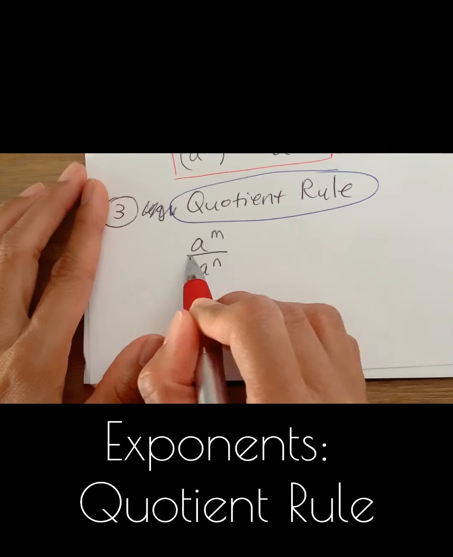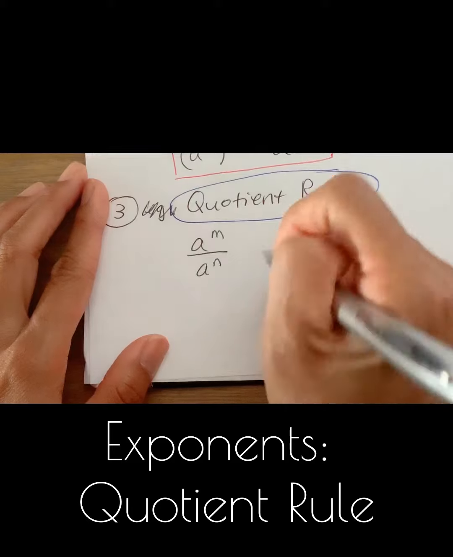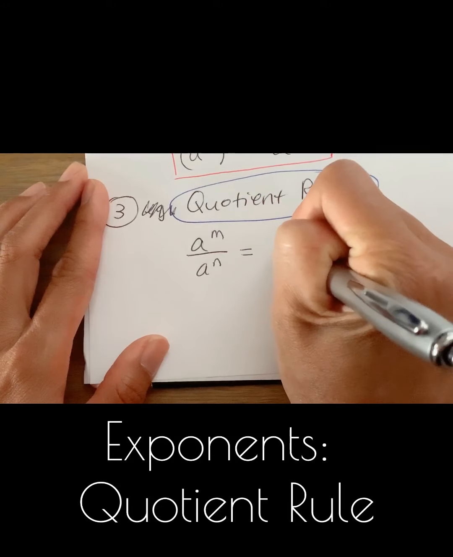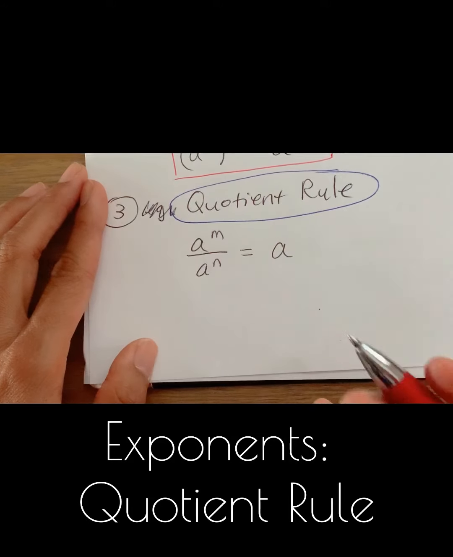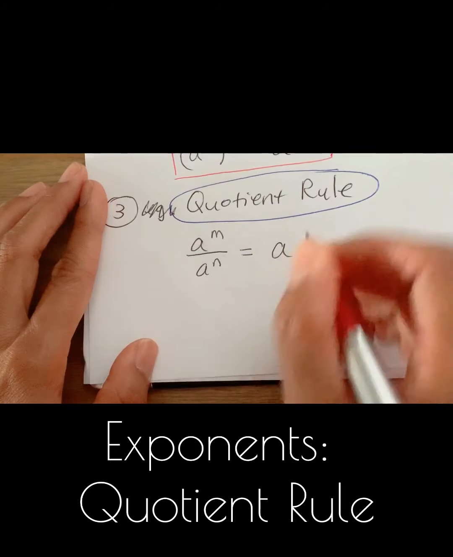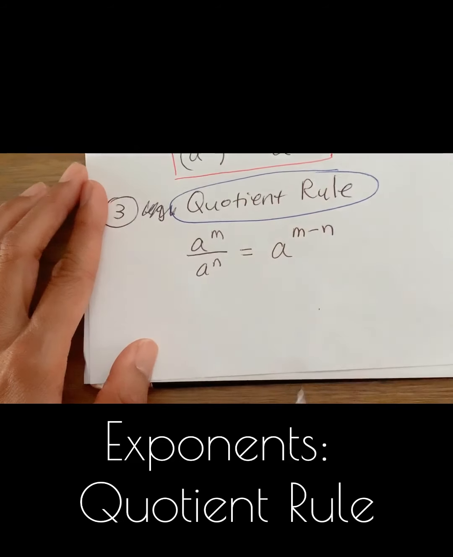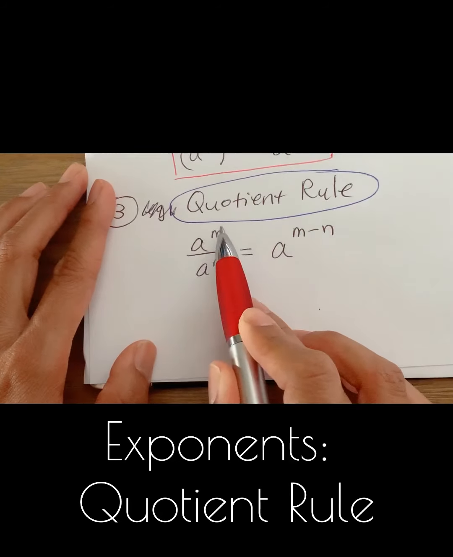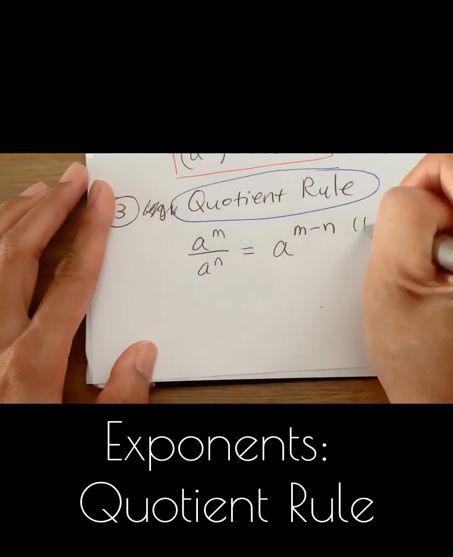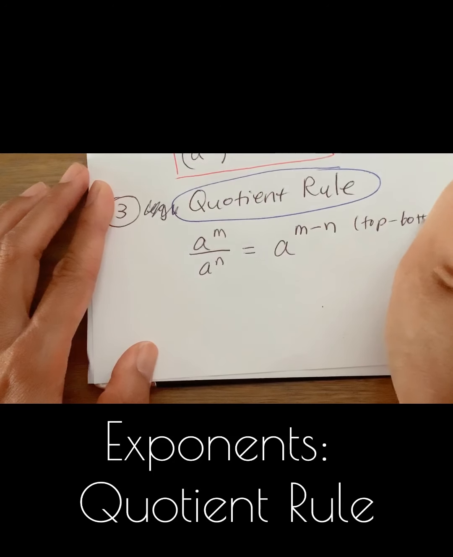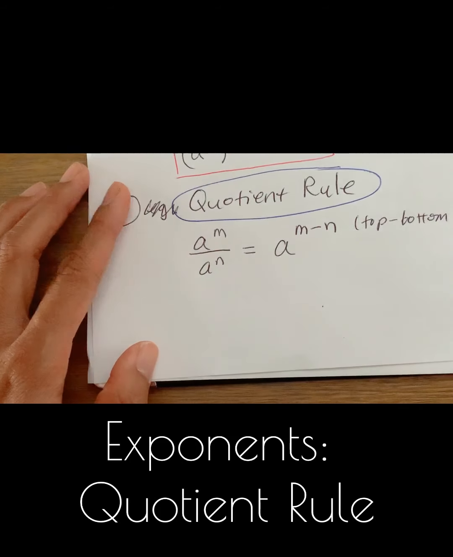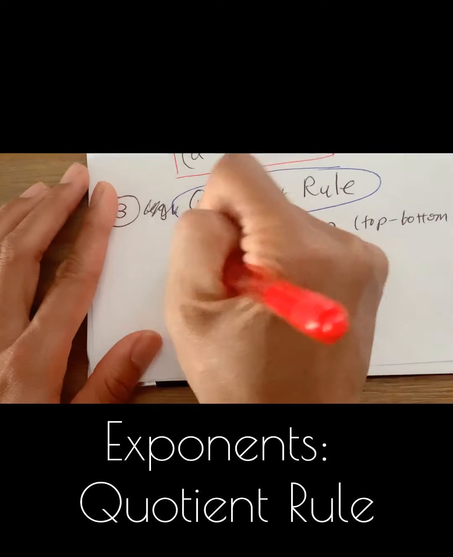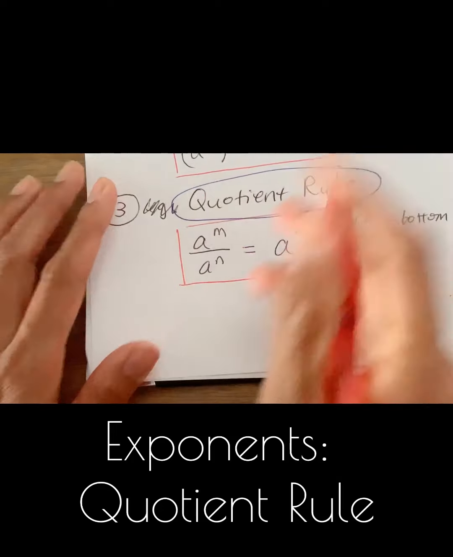So a to the m divided by a to the n, or division, what you're going to do is subtract the exponents. So m minus n. In other words, it's the top minus the bottom exponent. So always remember, top minus bottom. This is the quotient rule.